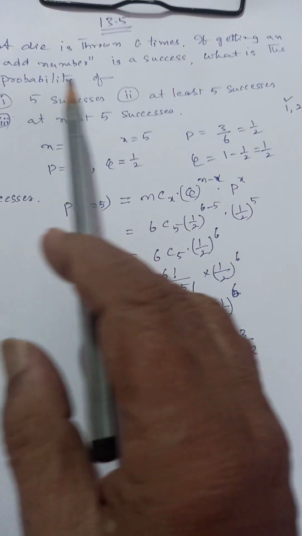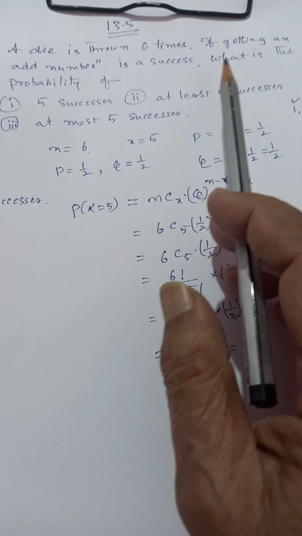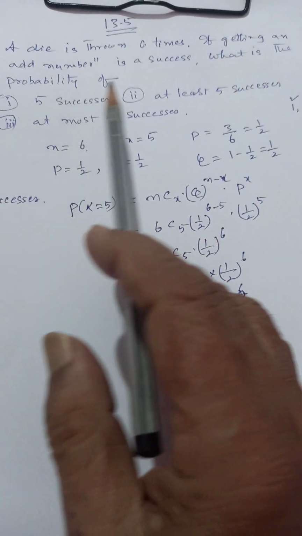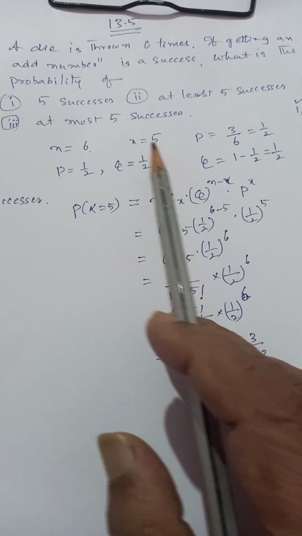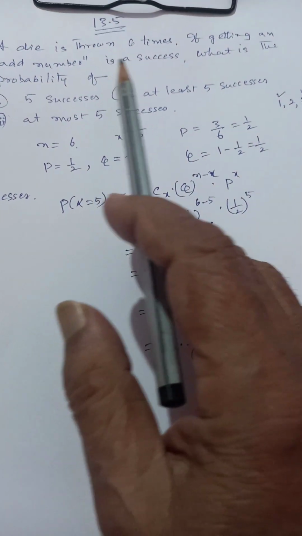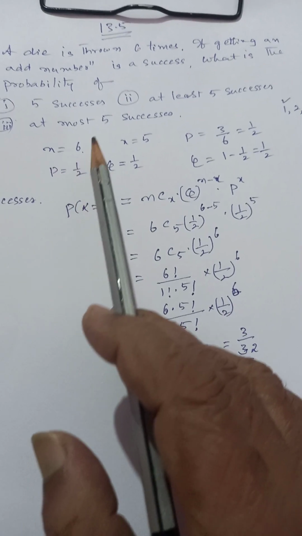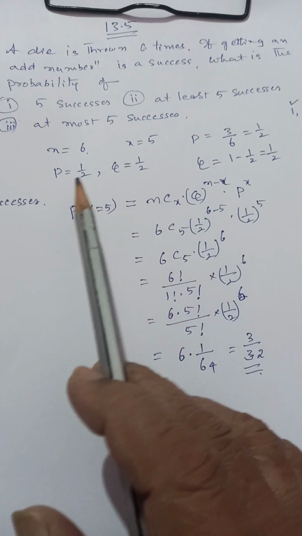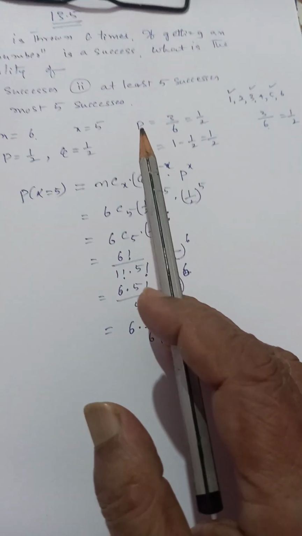What is the probability? Getting odd number is a success. What is the probability of 5 successes? So x is equal to 5. Thrown 6 times, n is equal to 6. How many successes? 5. So x is equal to 5. Now, the probability of getting an odd number.